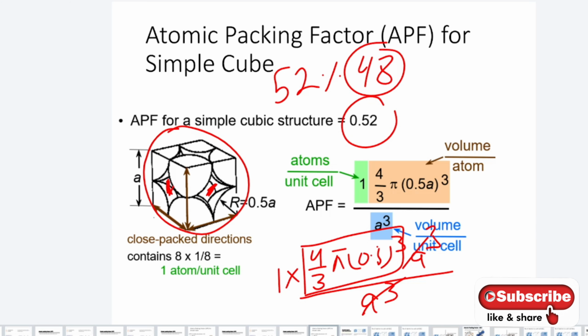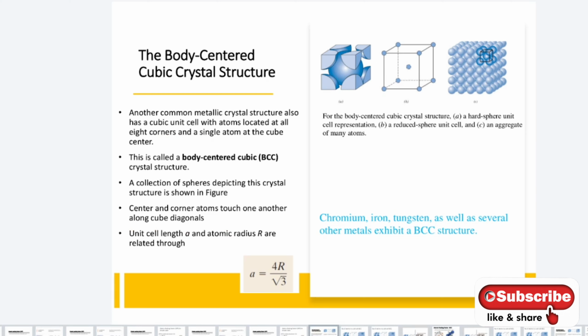Okay, good. Now we are coming to the second one, the body center cube, the BCC. So the body center cube, as I told you, we have the same simple cubic, but inside the cube we have one complete atom. And that is known as the body center cube.